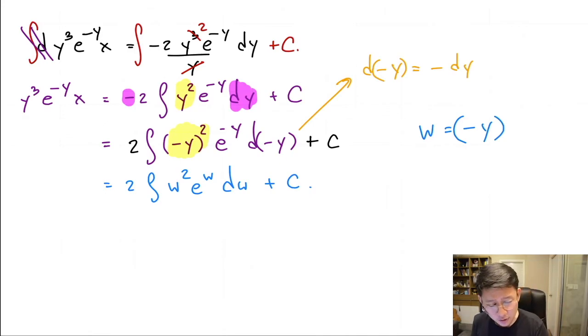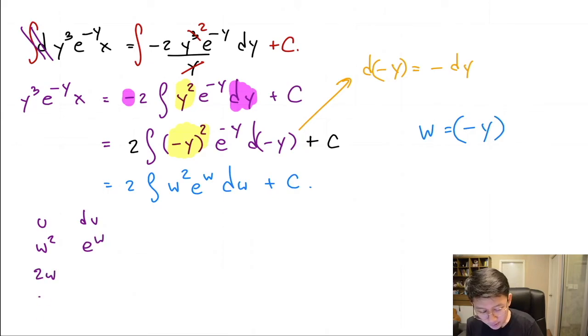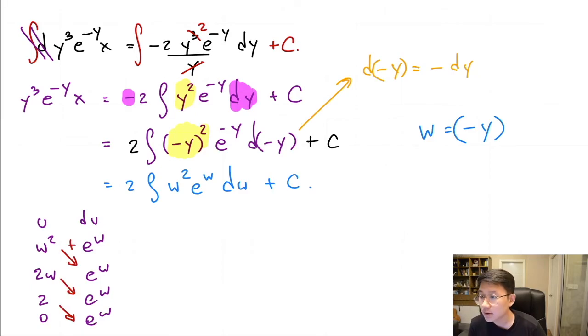I'm going to use the shortcut, the one that I told you guys before. So the shortcut is that we have u and dv, right? And u is w squared, dv is e to the w dw, and we have 2w, 2 and 0, and e to the w, e to the w, e to the w, and then we do it this way. We have plus, minus, plus.